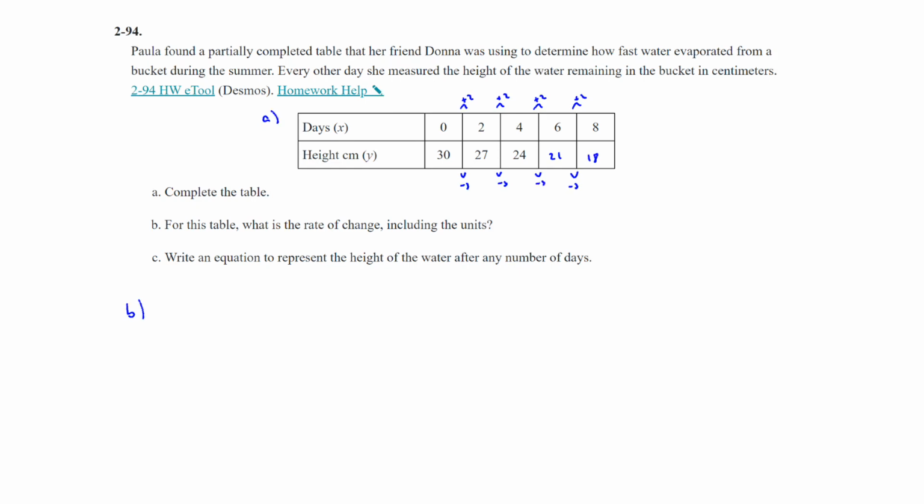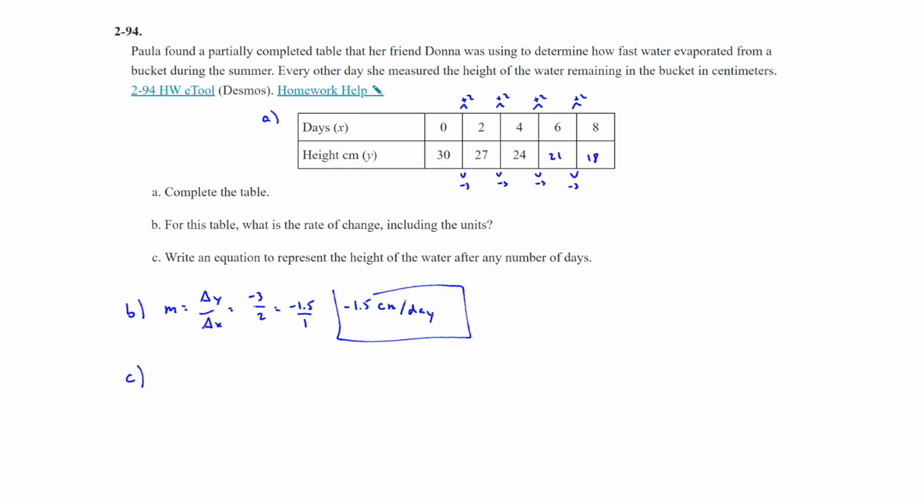Well, since the number of days is increasing by 2, when we find the rate of change, we want the change of y over the change of x. So the change of y is negative 3 over the change of x is 2. So that's negative 1.5. And since we want to answer this including the units, and we want to explain what this means, this is negative 1.5. This would be your y value, which would be centimeters, and then over 1 of your x's, which is the number of days. So the rate of change is negative 1.5 centimeters per day, and that's how much water is evaporating each day.